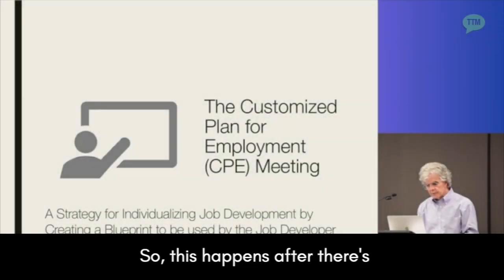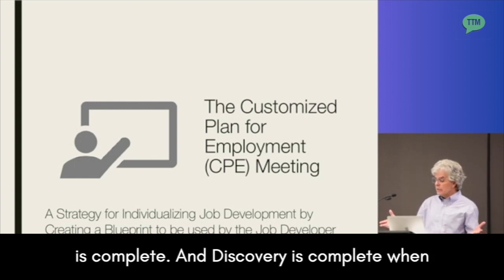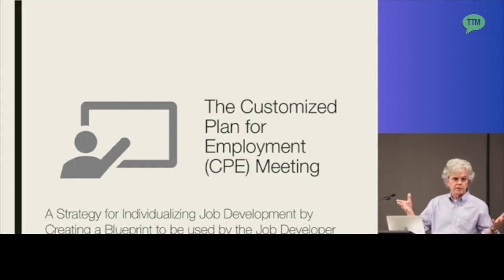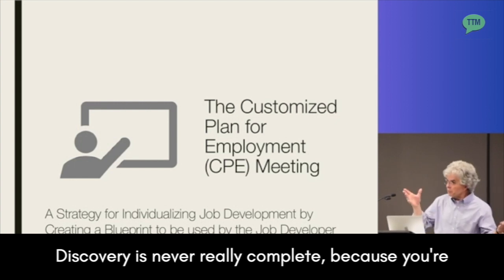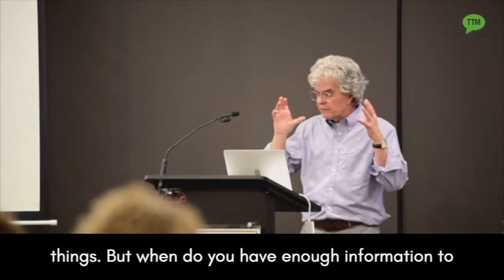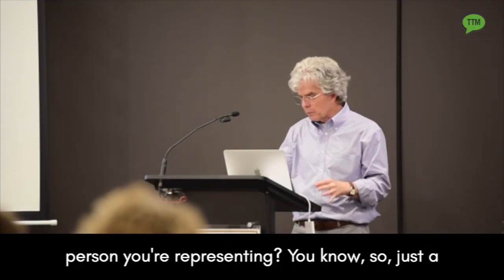So this happens after there's been a vocational profile written, after discovery is complete, and discovery is complete when everybody can envision what a good job would look like. I mean, you have sufficient information. Discovery is never really complete because you're always changing and growing and learning new things. But when do you have enough information to envision a good job, you and the family and the person you're representing?